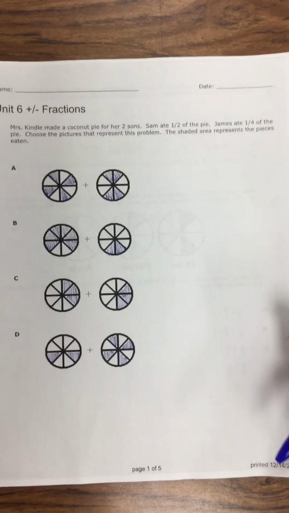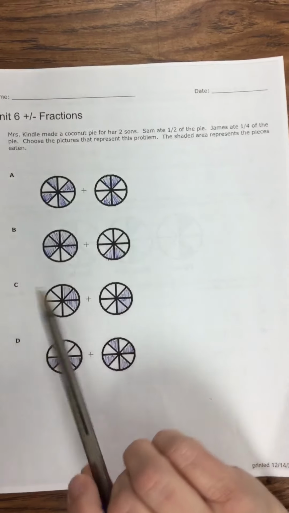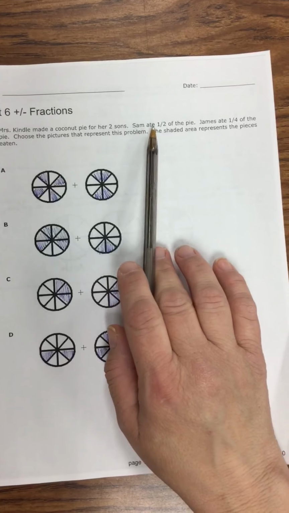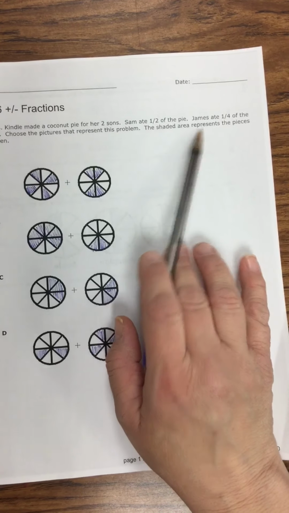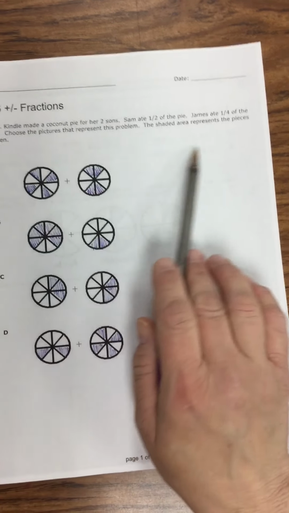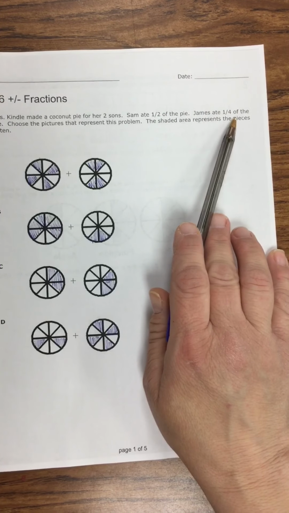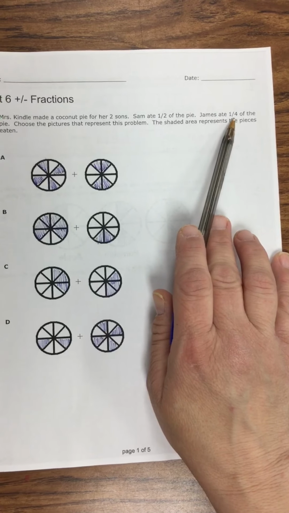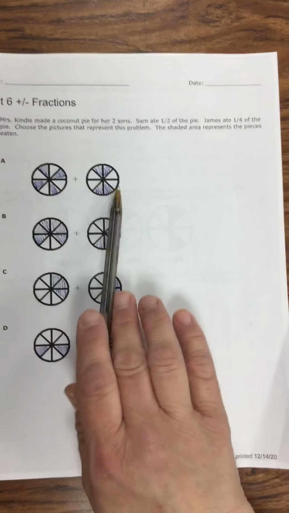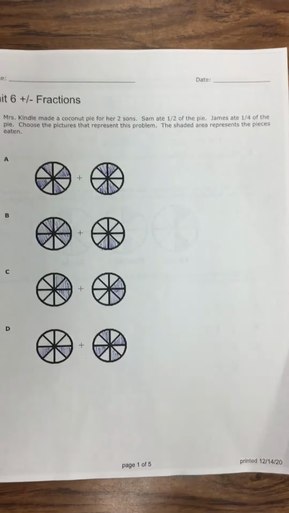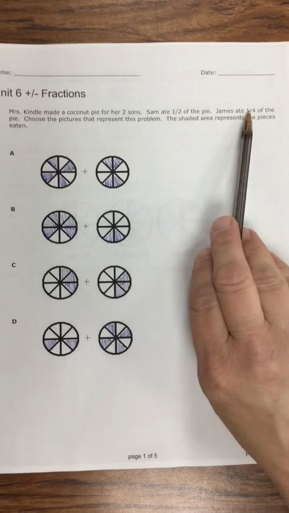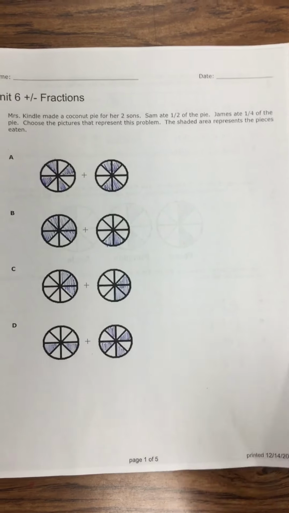Okay, real quick, we're just going to review before you take your test. Sam ate 1/2 of a pie. James ate 1/4 of the pie. Choose the picture that represents. Well, the denominators are 2 and 4. Common denominator will tell you that the common denominator is 4, but that's not what they have here. So you have to find a common denominator for 2 and 4 that equals what these options are.